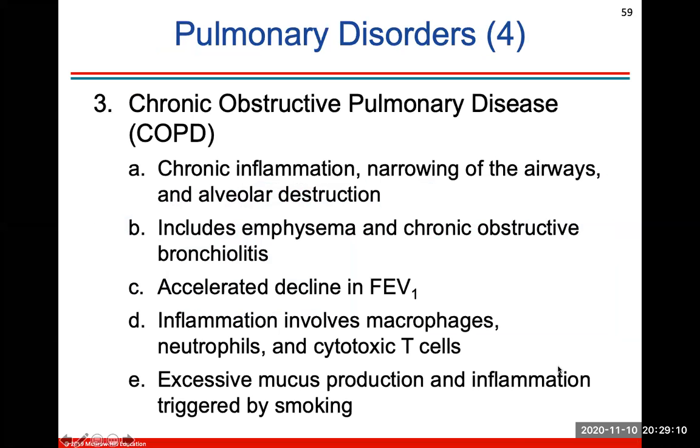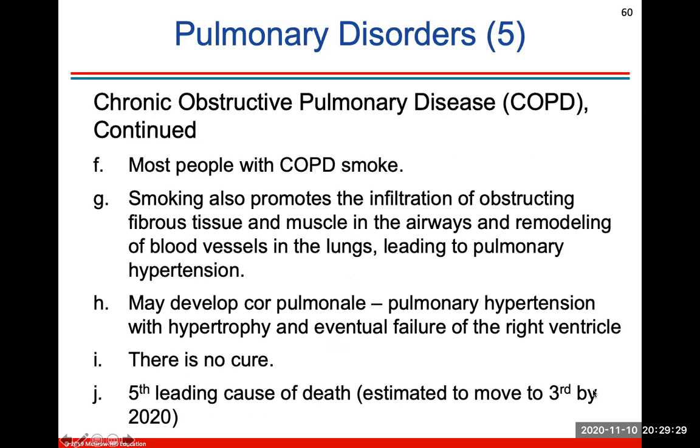A chronic obstructive pulmonary disorder is any chronic inflammation, narrowing of the airways, and alveolar destruction. It could include emphysema, chronic obstructive bronchitis, and you can see here excessive mucus production and inflammation could be triggered by smoking. Most people with COPD smoke.